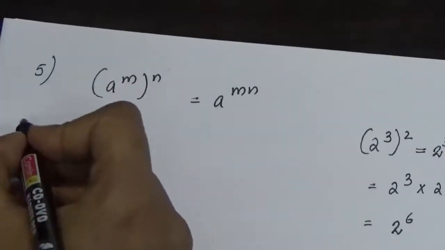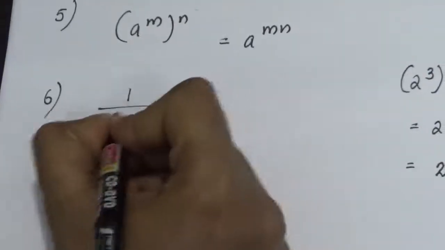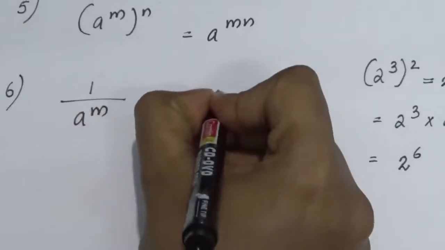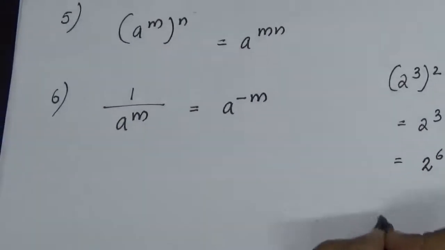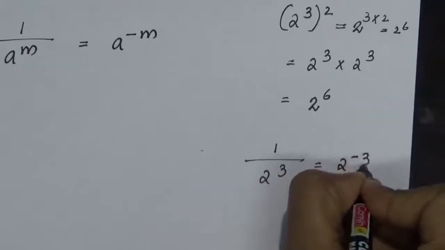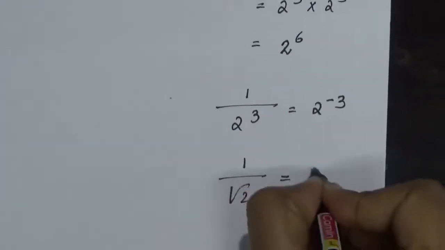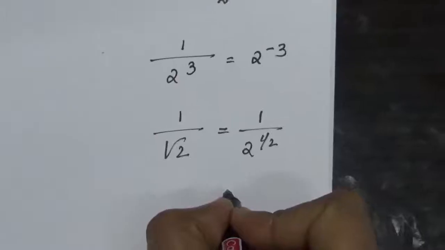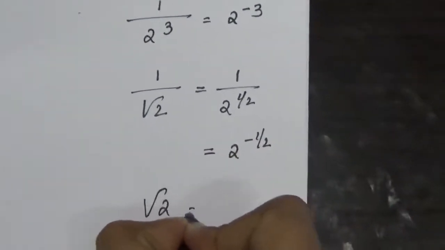Okay, and another important law, the sixth law: 1 by a raised to m can be written as a raised to minus m. For example, 1 by 2 cube can be written as 2 raised to minus 3. Okay, 1 by root 2 can be written as 1 by 2 raised to 1 by 2, so it is equal to 2 raised to minus 1 by 2. So remember this: root 2 means it is 2 raised to 1 by 2.